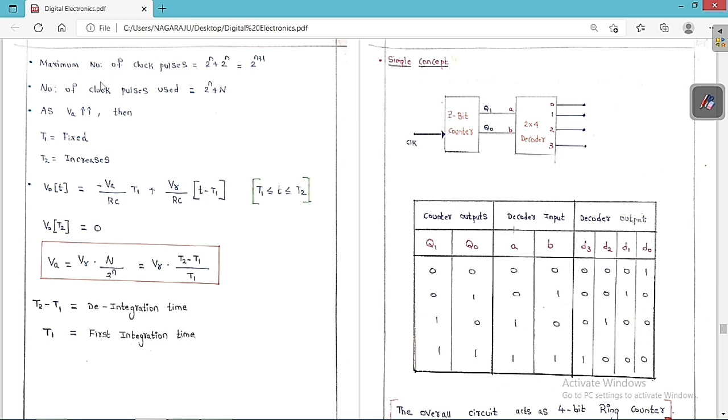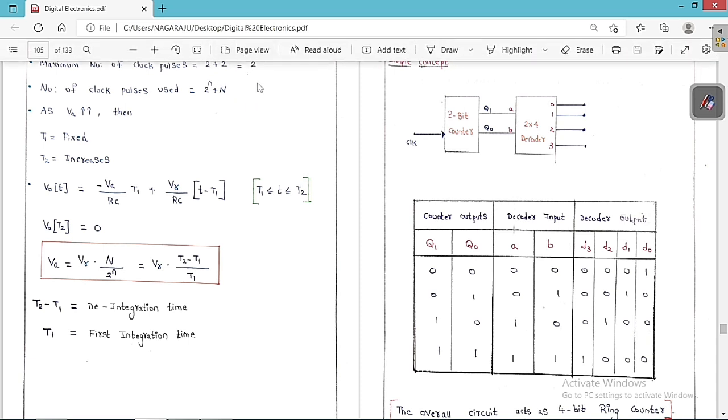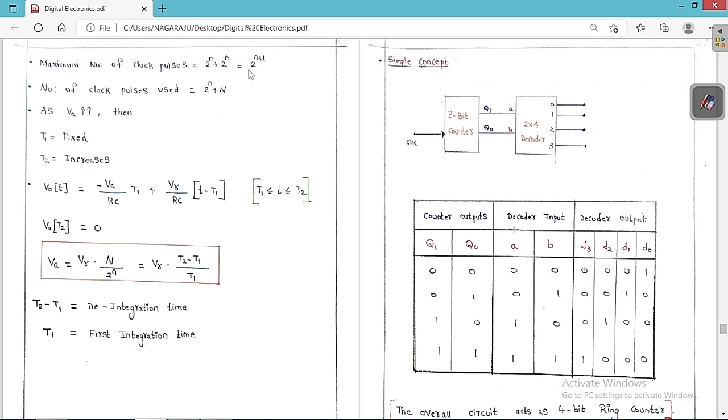I already told you the maximum number of clock pulses is 2 to the power of n. Here the maximum value of N is 2 to the power of n. So 2 to the power of n plus 2 to the power of n is equal to 2 times 2 to the power of n, which is 2 to the power of n plus 1. That is the maximum number of clock pulses required in order to detect the output.